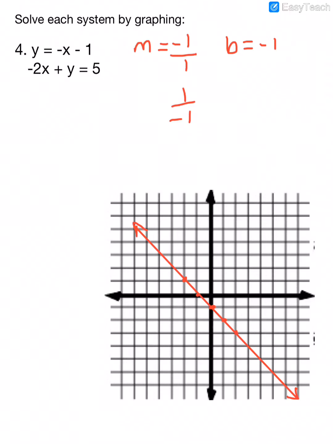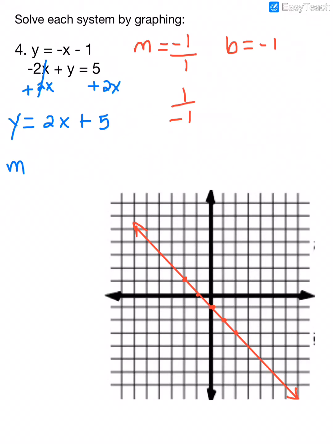Alright, this second equation is not in slope-intercept form, but it would be easy to get it in slope-intercept form. All I would need to do is add 2x to both sides. So that gives me y = 2x + 5.